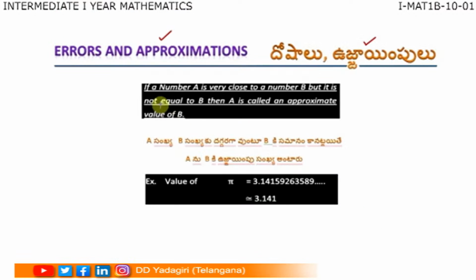Error is completed. Now the approximation definition. So this is the simple definition. A number A is very close to a number B, but is never equal to B. Then A is called an approximate value of B.